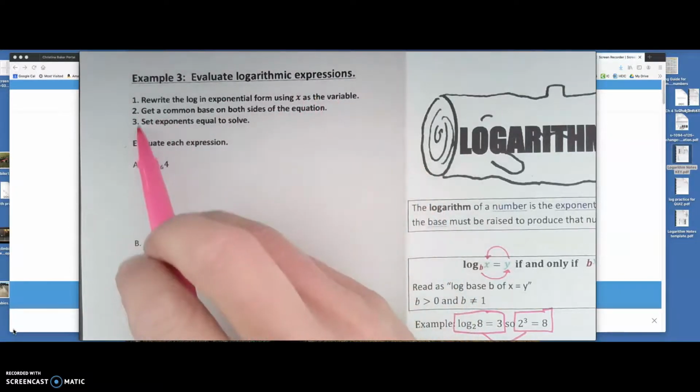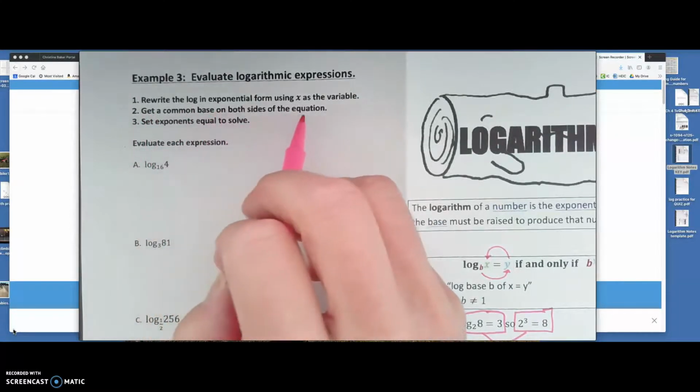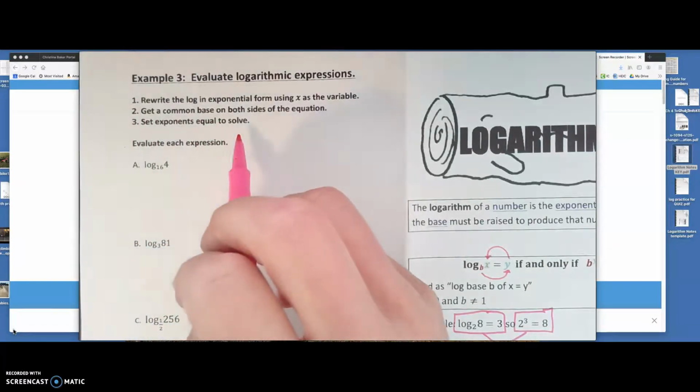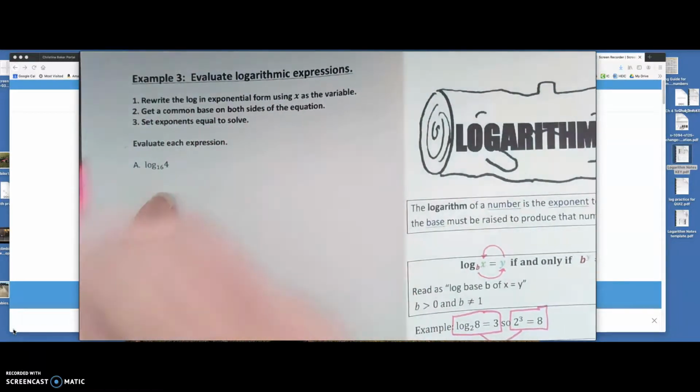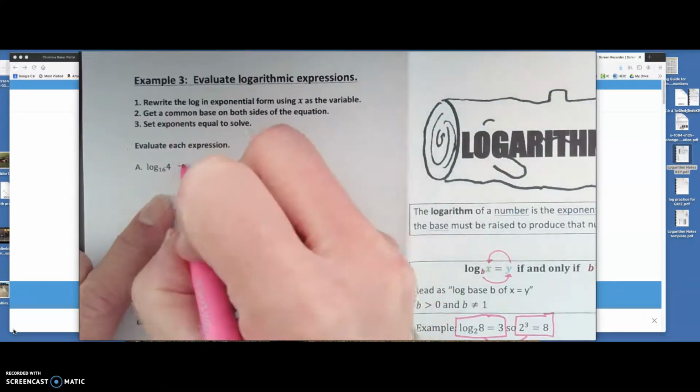And then I'll go through them again. But number 2, get a common base on both sides of the equation. Number 3, set the exponents equal to solve. Okay, so there is no equal sign here, but you're allowed to add that in.